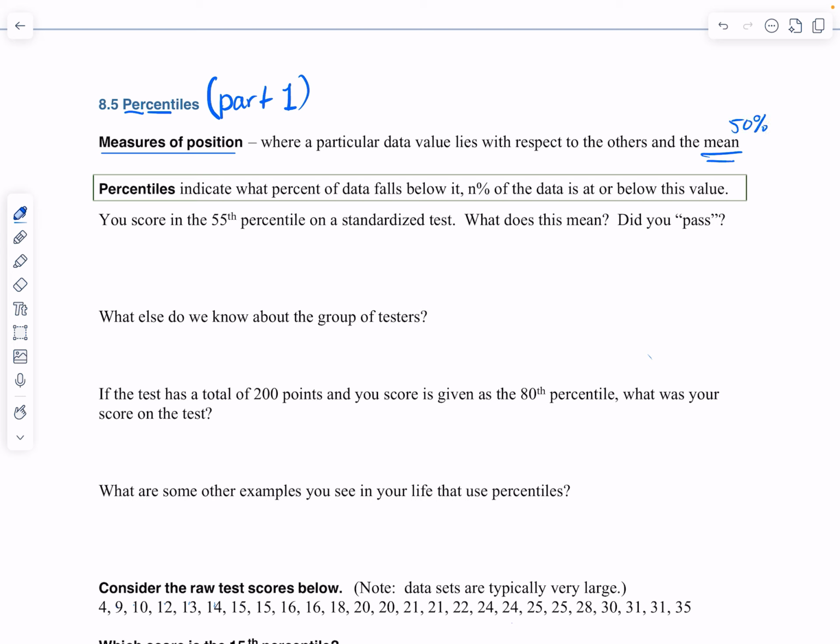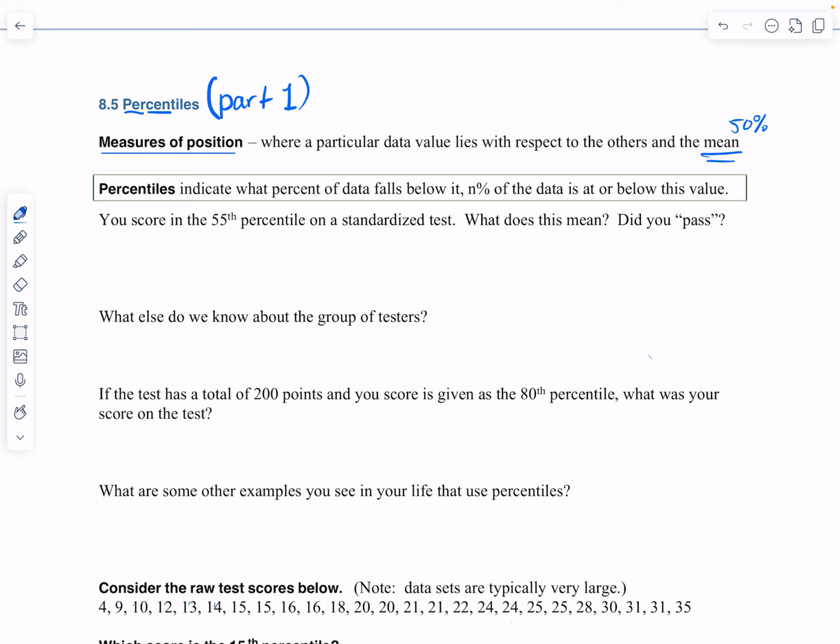Percentile includes what percent of data falls below it and equal to it. So it's the n% of the data which is at or below this value. You score in the 55th percentile on a standardized test. What does this mean? Did you pass?